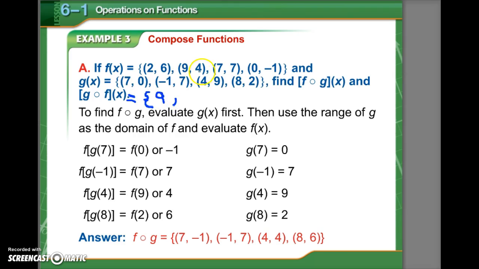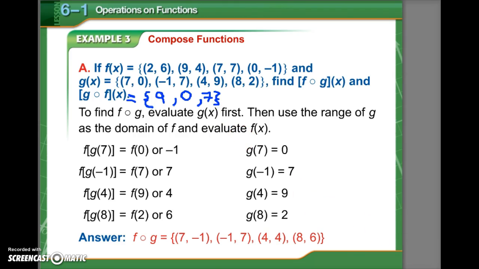What other points? Let's see. F of 7 is 7. Take that 7. G of 7 is 0, so 0 is also in here. F of 0 is negative 1, and the G of negative 1 is 7, so 7 is also in G composition F.